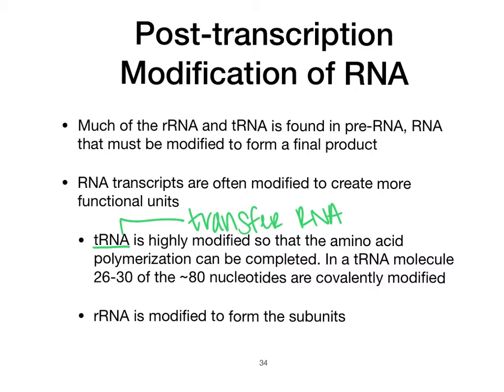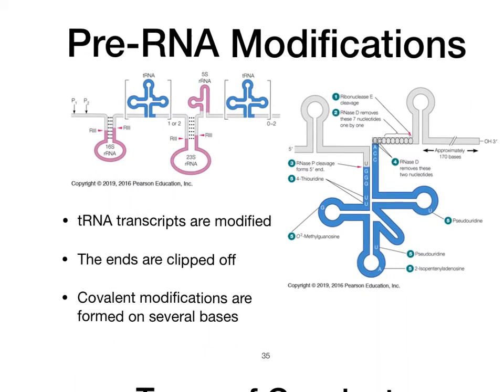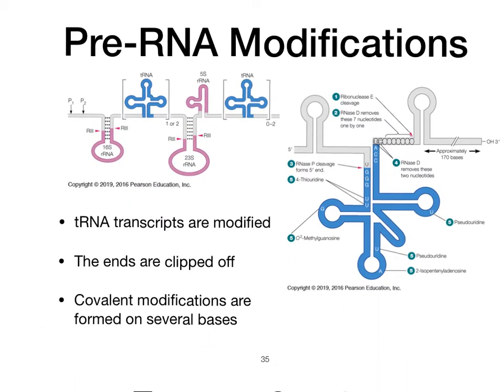And so about a third of the RNA molecules have been covalently modified. And so our RNA is modified to form the subunits. So our RNA is ribosomal. So the ribosomal RNA encompasses the ribosome, which we will also meet in chapter 25. So pre-RNA modifications. So tRNA transcripts are covalently modified.